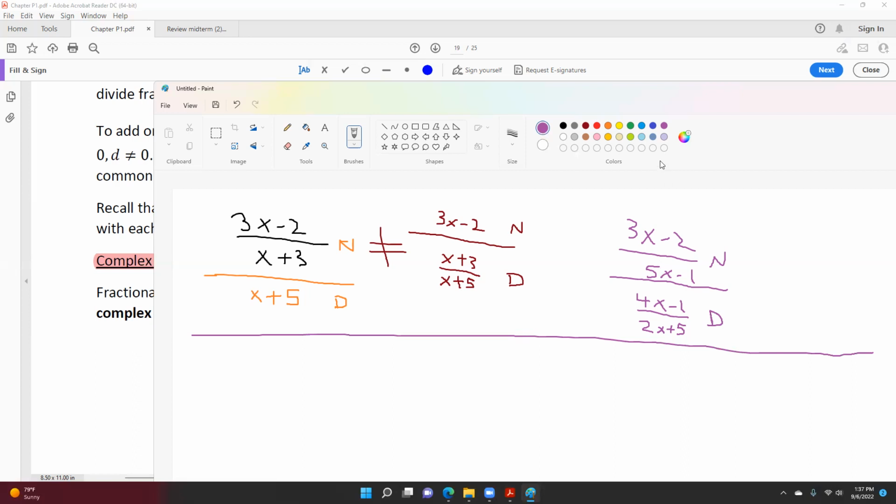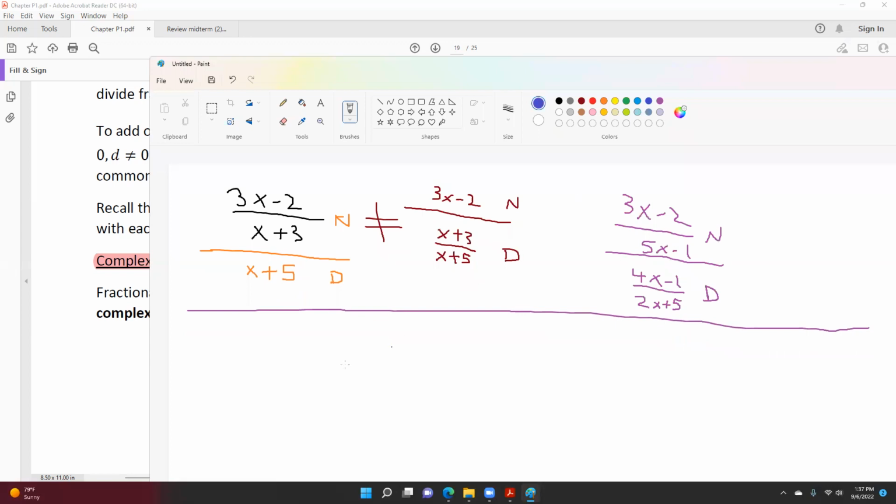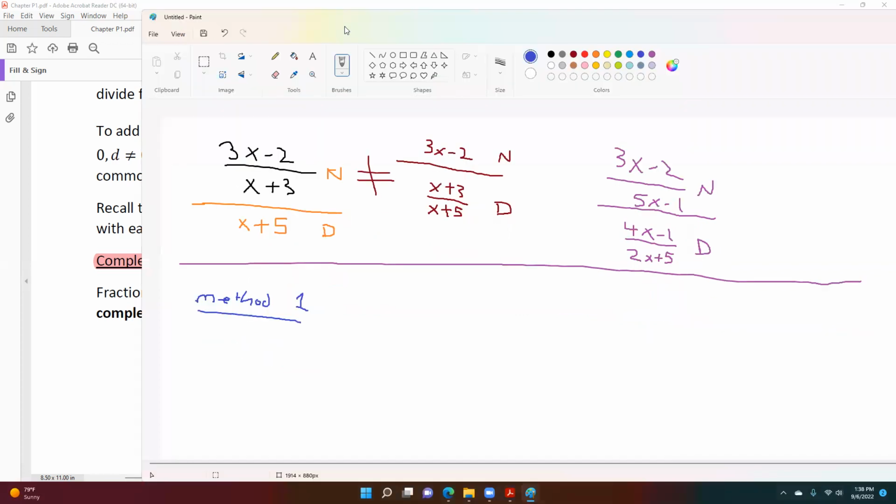Again, there are two methods to simplify this kind of fraction. First, I'm going to do method one, which is the one that I strongly suggest students be good at, because if I introduce two methods, then you will get confused. So when you do your online homework and it says, please use method one, please use method two, just ignore it. Just use method one in this case.